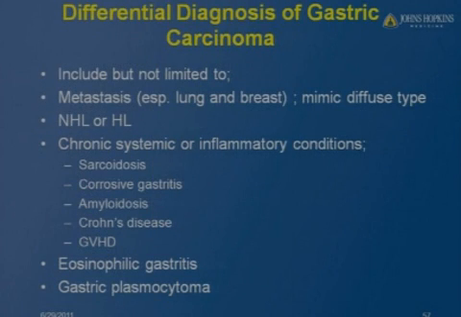There are many other disease entities that can present on imaging like gastric carcinoma, so we look at other associated findings in these patients. Metastases, especially from lung and breast, can mimic the diffuse-type rigid antral wall, as can non-Hodgkin's or Hodgkin's lymphoma, and chronic systemic or inflammatory conditions, including sarcoidosis, corrosive gastritis, amyloidosis, Crohn's disease, graft versus host disease, eosinophilic gastritis, and there is a long list including gastric plasmacytoma.